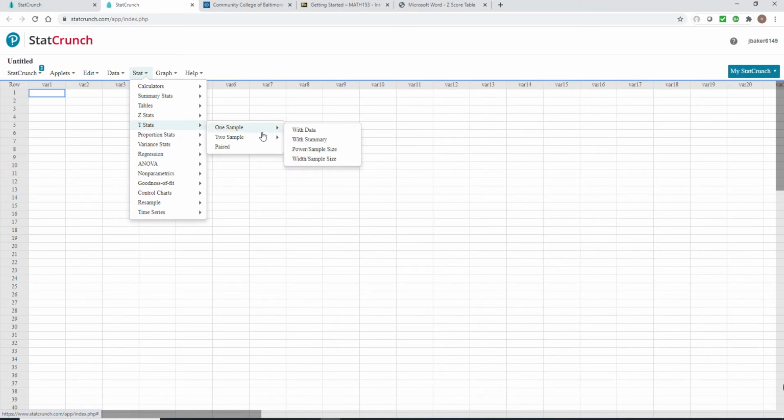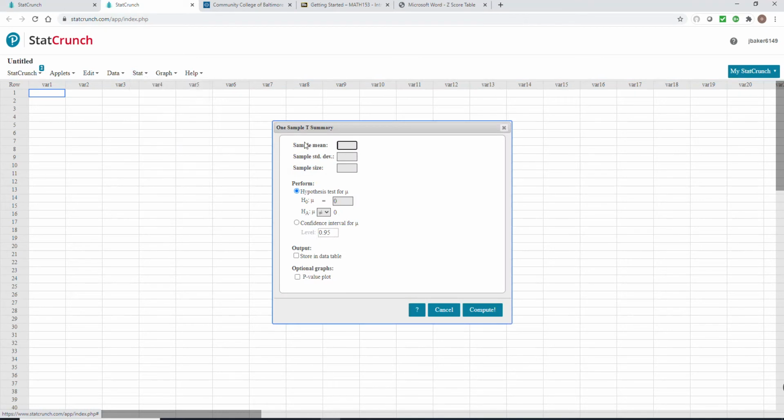T-stats and go to one sample. Again, the T-stat and the Z-stat really are negligible at this point. They should come out to be about the same thing anyway, so T-stat just works just fine. With summary, so we have a sample mean of 120. Nope, that's not right. The mean is 1.5. The standard deviation is 0.5, and the sample size is 125. And I want the confidence interval. I don't want the hypothesis test. So confidence interval of 95%.